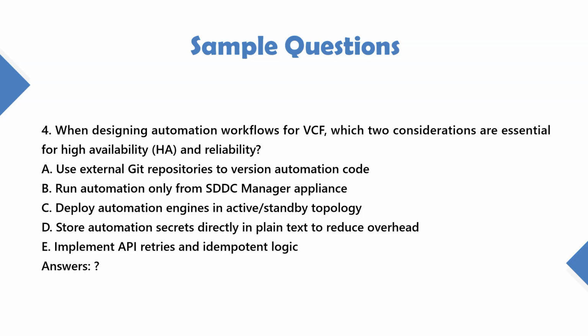4. When designing automation workflows for VCF, which two considerations are essential for high availability, HA, and reliability? A. Use external Git repositories to version automation code. B. Run automation only from SDDC Manager appliance. C. Deploy automation engines in active-standby topology. D. Store automation secrets directly in plain text to reduce overhead. E. Implement API retries and idempotent logic.